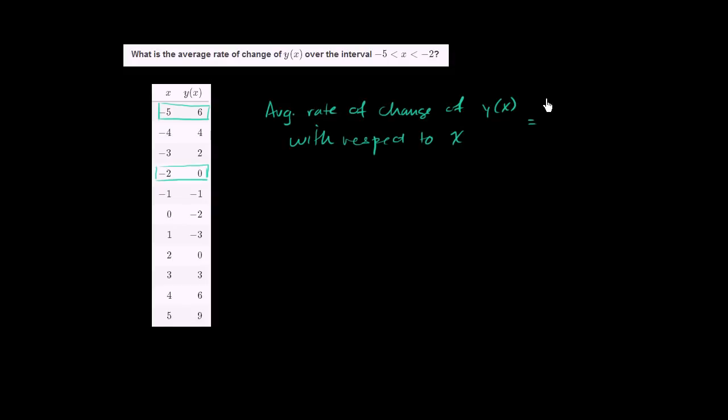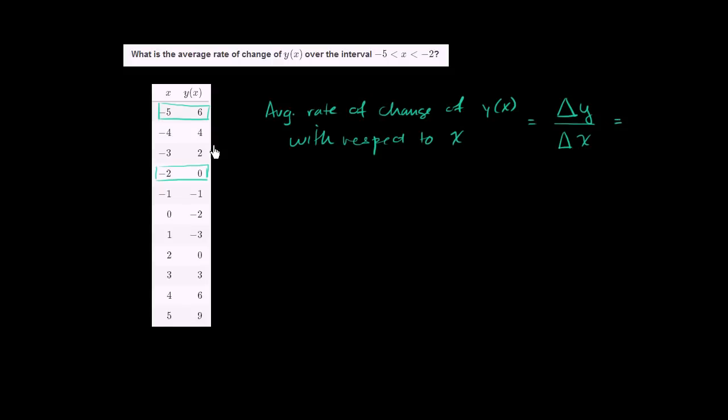And the shorthand for change is this triangle symbol, delta. Delta y, I'll just write y. I could write delta y of x. It's delta y, change in y, over our change in x. That's going to be our average rate of change over this interval.